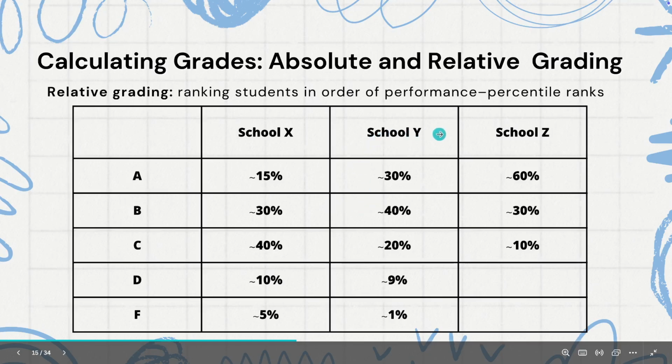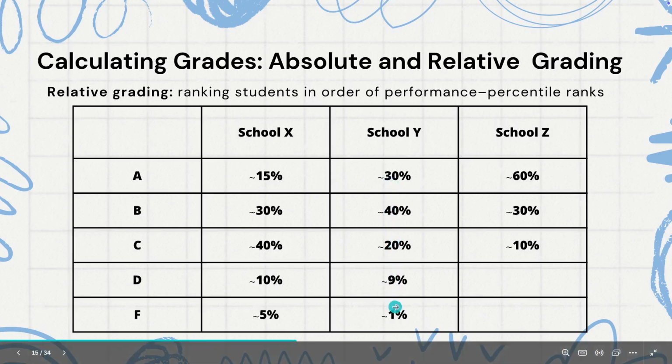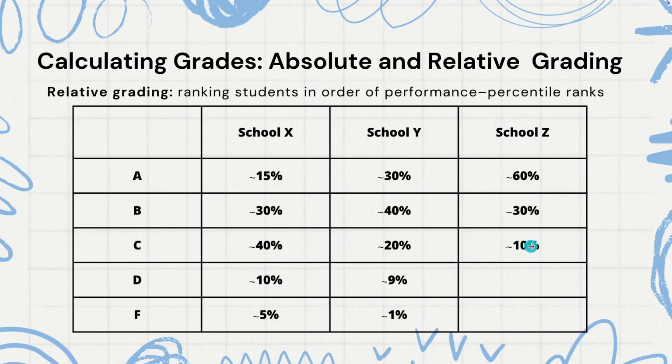Okay, but now you can see school Y, they value or expect that most students will be in the A-B range. You see 70% of the students are going to get an A or a B, and only 1% are going to get an F. So basically, no one is going to fail except for the very, very bottom. And then we have school Z. Look at this one, 60% A, 30% B, 10% C. Now you might be thinking, what kind of school would do this?